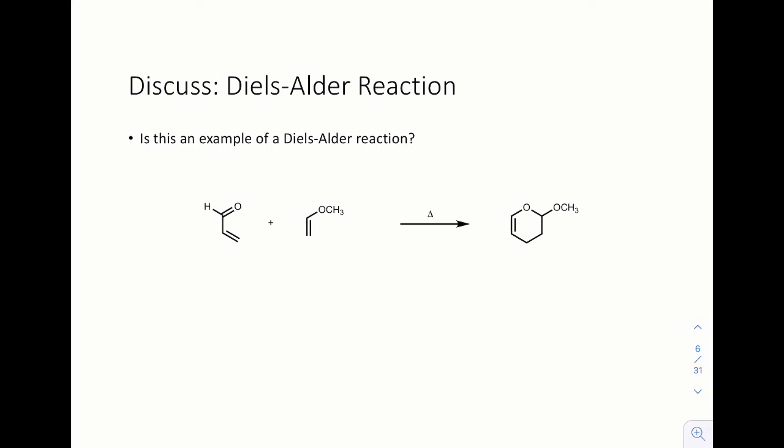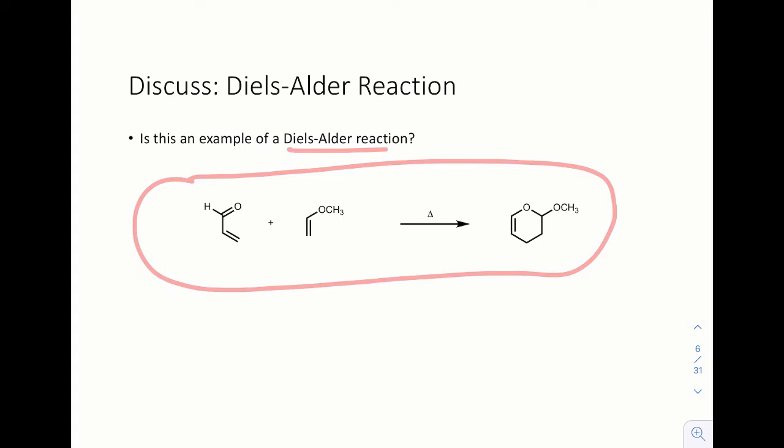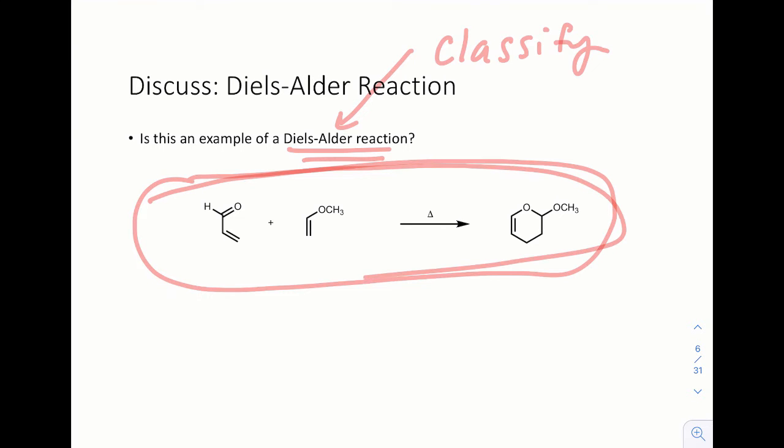We will change gears just a bit and consider this transformation. Do you think that this is an example of a Diels-Alder reaction? So the first thing that you might do is just classify or describe what a Diels-Alder reaction is. Write down your description. Think about this example and consider whether or not it fits that description. Give it a shot.